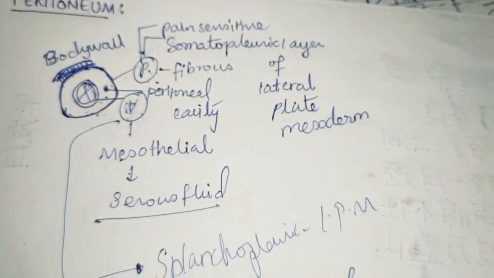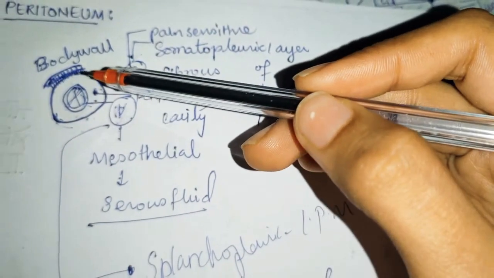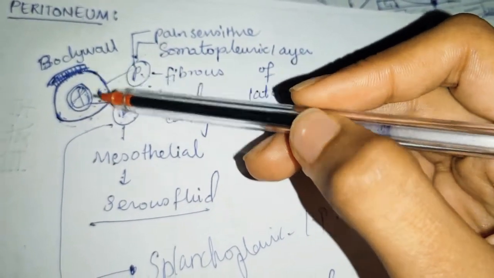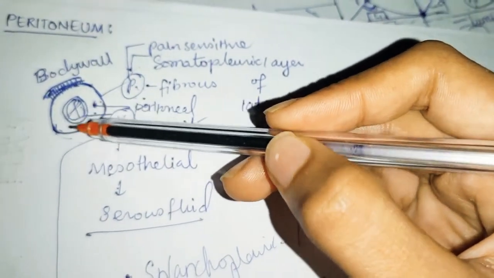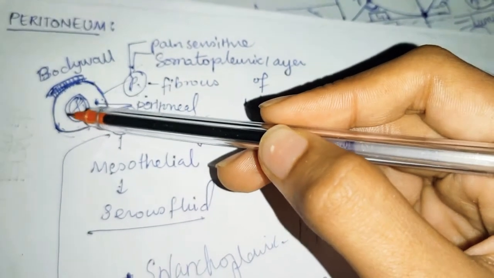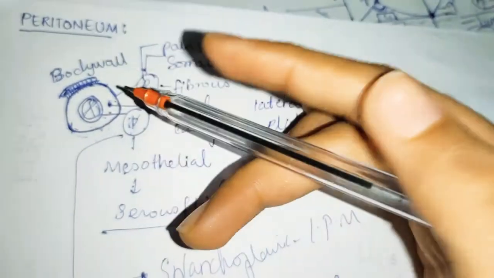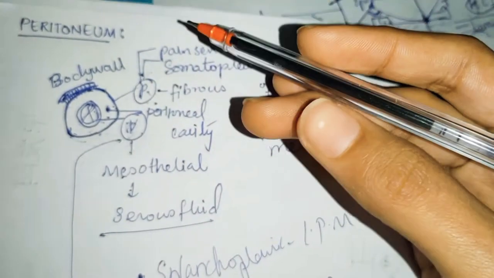Sometimes there may be some abnormal fluid filling in the peritoneal cavity. If abnormal fluid is filling, it is called ascites. If blood is filling, it is called hemoperitoneum. And if air is filling in this cavity, that is called pneumoperitoneum. So according to the content which is filling abnormally, we have different names for it.